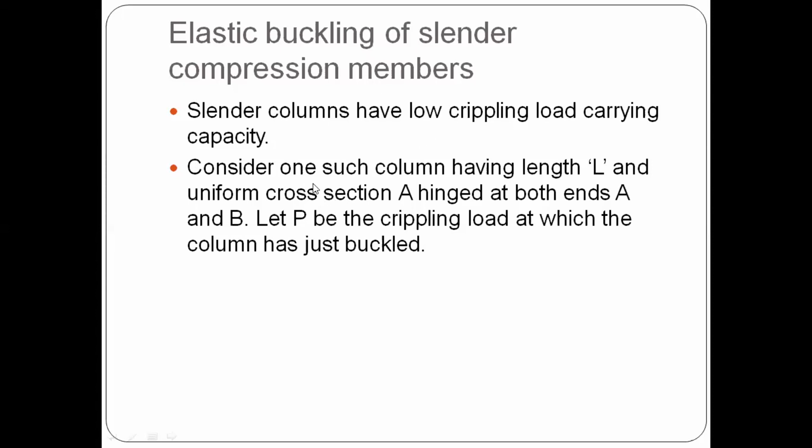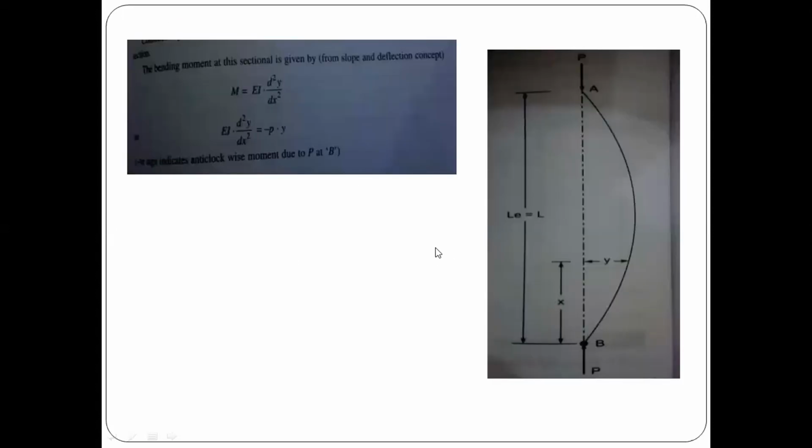Consider one such column having length L and uniform cross section A, which is hinged at both ends. Let P be the crippling load. What happens? Definitely there will be a failure at the joint. So let me show the picture over here. I think you have all gone through this concept in your strength of materials, calculating the deflection for a beam based on its supporting conditions and the load.